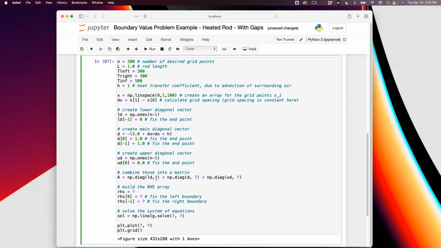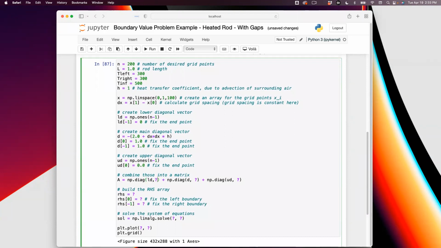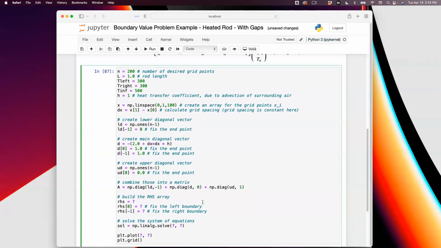Remember also that diag function. You can combine multiple vectors: the lower diagonal, main diagonal, and upper diagonal, and give them the order with respect to the main diagonal. The main diagonal is always located at 0 with this np.diag function. So we put the main diagonal at 0, the lower diagonal at -1, and the upper diagonal at +1. We need to build the right-hand side array.